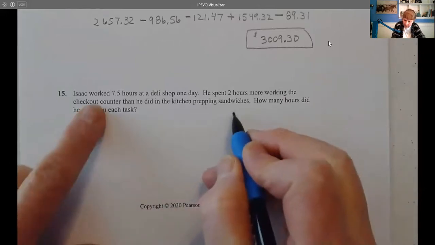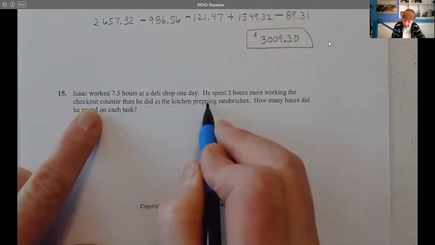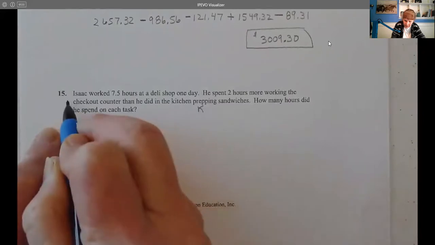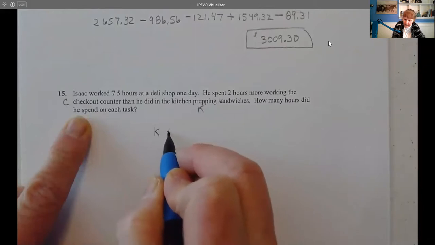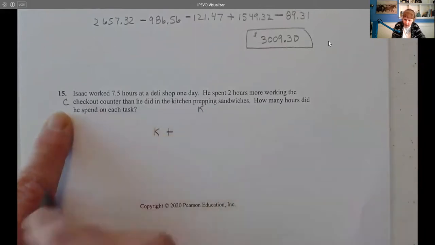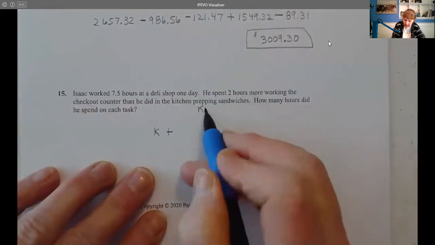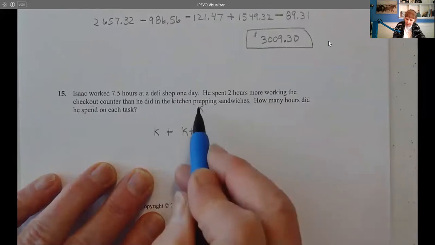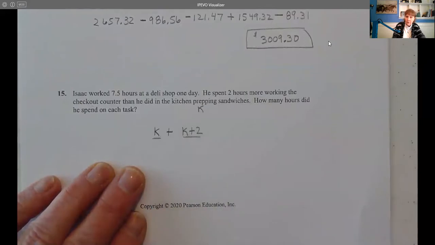All right, so what I'm going to do is, okay, he was in the kitchen, and let's see what variables I want to use. Or he's at the checkout counter. If he's in the kitchen and you're going to add the hours at the counter, well, he spent 2 more hours on the counter than he did in the kitchen. So if K is the kitchen, here's our counter time, 2 more than the kitchen. More is add.